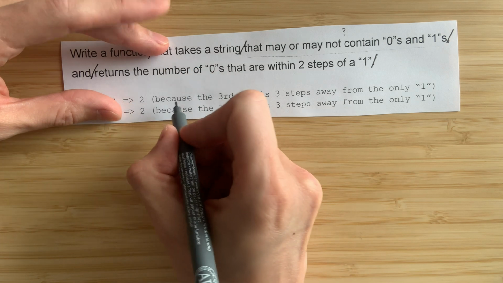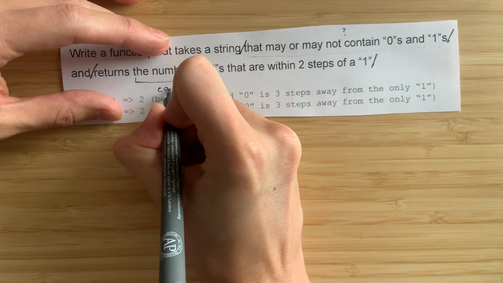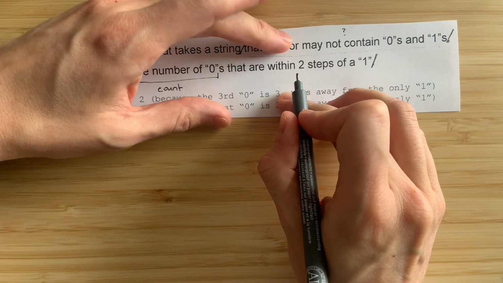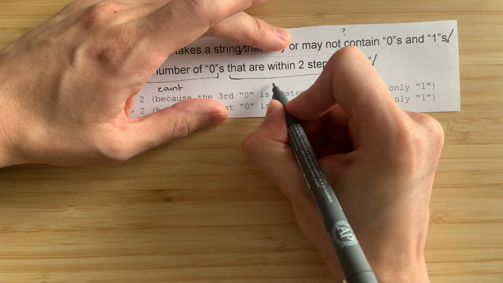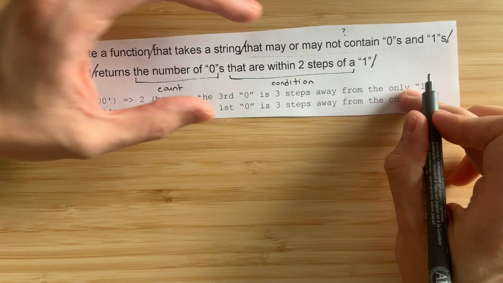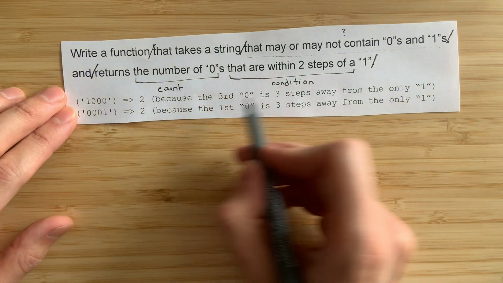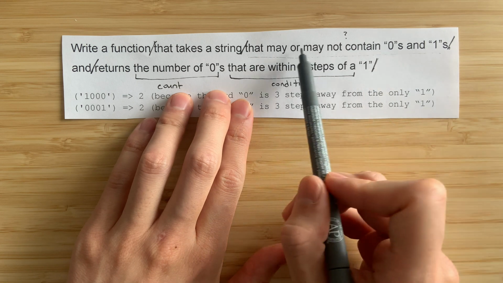We need to return the number of zeros. So we get to return a count, and that count has to represent everything that meets this condition. So we have this condition, and this is definitely important, and this is where I'm going to focus my attention. Now let's go back and think about whether this is actually important.